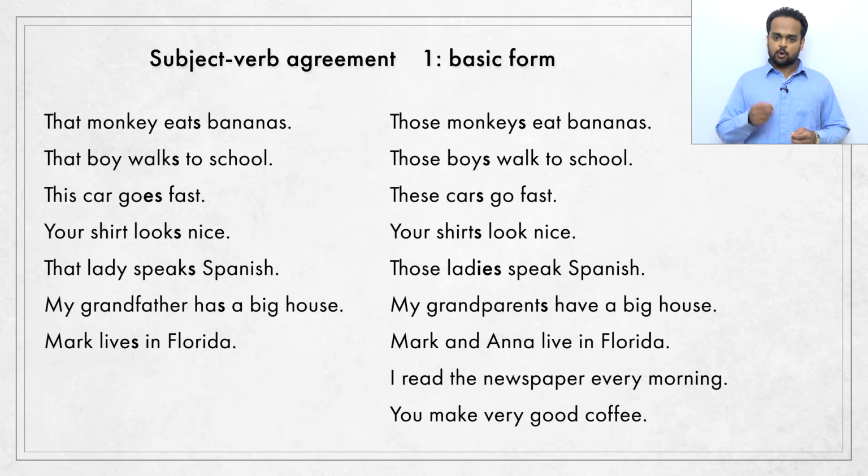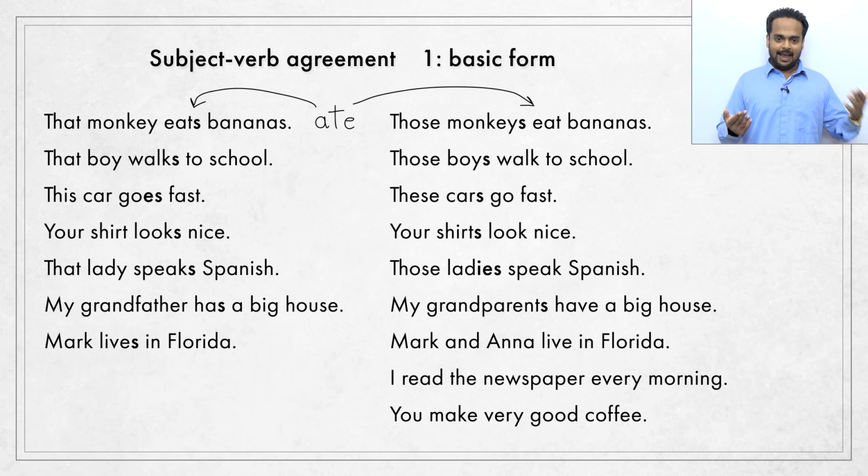Let's get back to the original sentences for a moment. I want to point out that subject-verb agreement rules only apply to the present tense. In the past tense, subject-verb agreement isn't a problem because there's only one past tense verb form. The past tense of "eat" is "ate." So we say "that monkey ate bananas," "those monkeys ate bananas." It's the same for both singular and plural subjects.